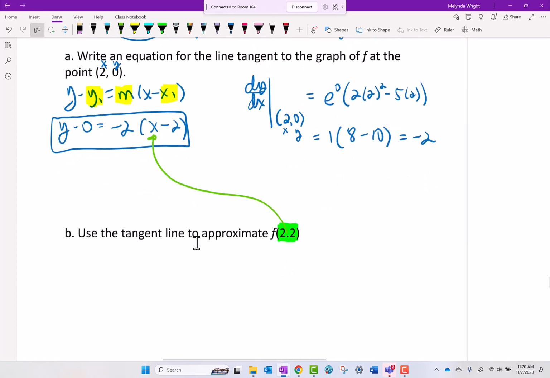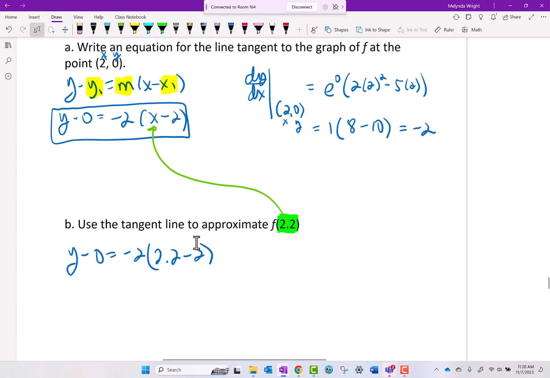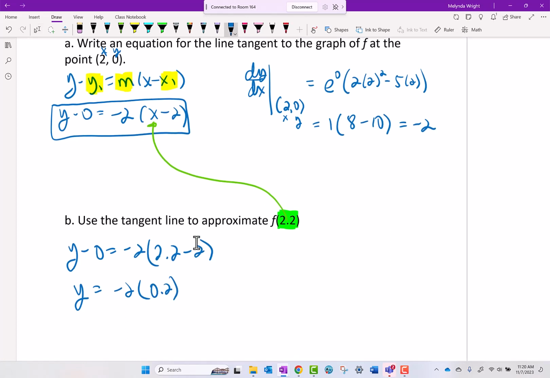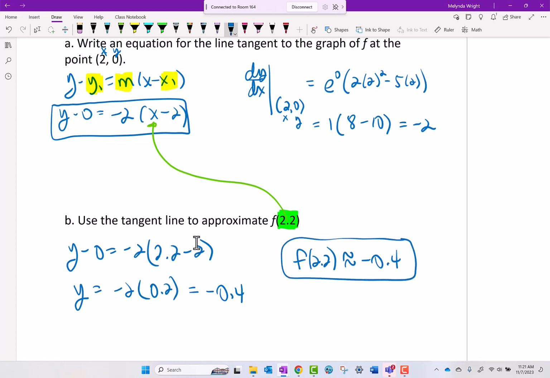So we've got y minus 0 equals negative 2 times 2.2 minus 2. Let's see, what is that? So y is negative 2 times, 2.2 minus 2, that would be 0.2, right? Yeah, so negative 2 times 0.2 is negative 0.4. So we'll rewrite with their notation. f of 2.2 is approximately negative 0.4. Okay, how is that?